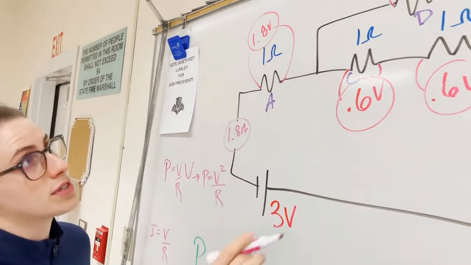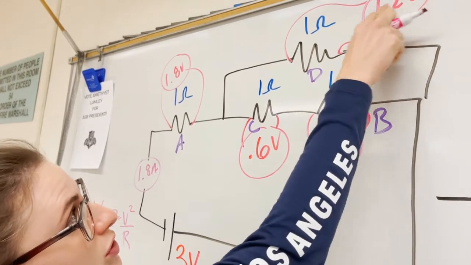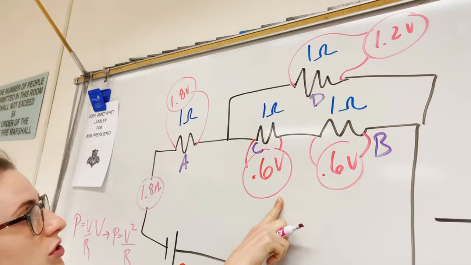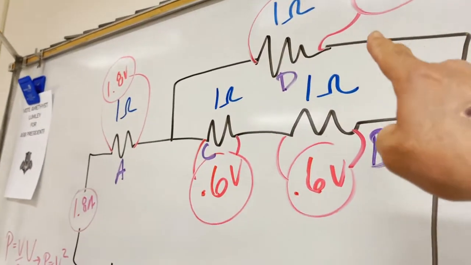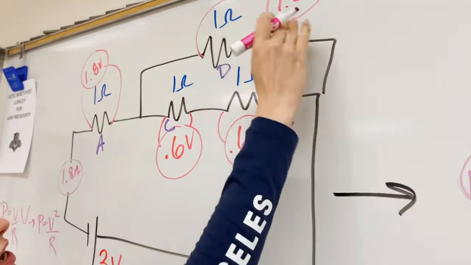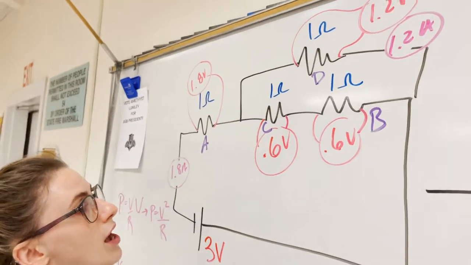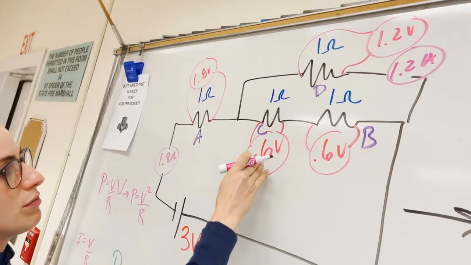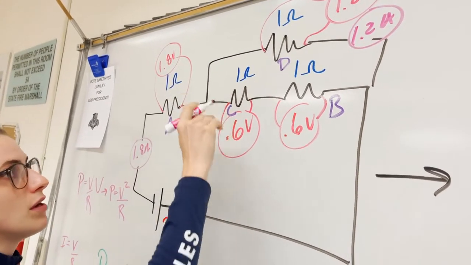You know what I was gonna do is find the current through here by doing 1.2 divided by 1, which is 1.2. So go ahead and put that in up here. Okay, and then if you think about this, it's gonna be really easy. 0.6 volts divided by 1. These are both gonna be 0.6.